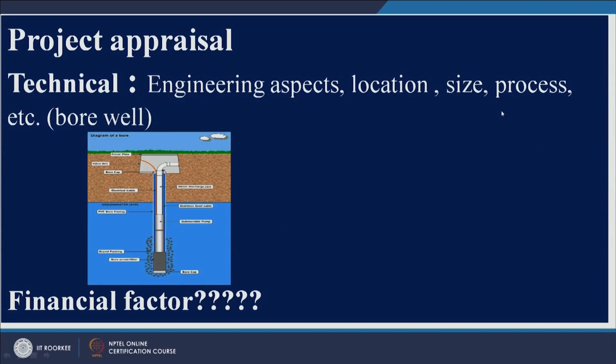Now, let us look at technical appraisal of the project. In technical appraisal, you look at the technical specifications. Let us say if you are going for a bore well, then what could be the possible technical specifications you should look at? You should look at where you want the bore well, what would be the depth, what would be the diameter, and what would be the process. So, these are a couple of technical aspects as far as a bore well project is concerned. Similarly, you can have some other technical aspects for some other project.